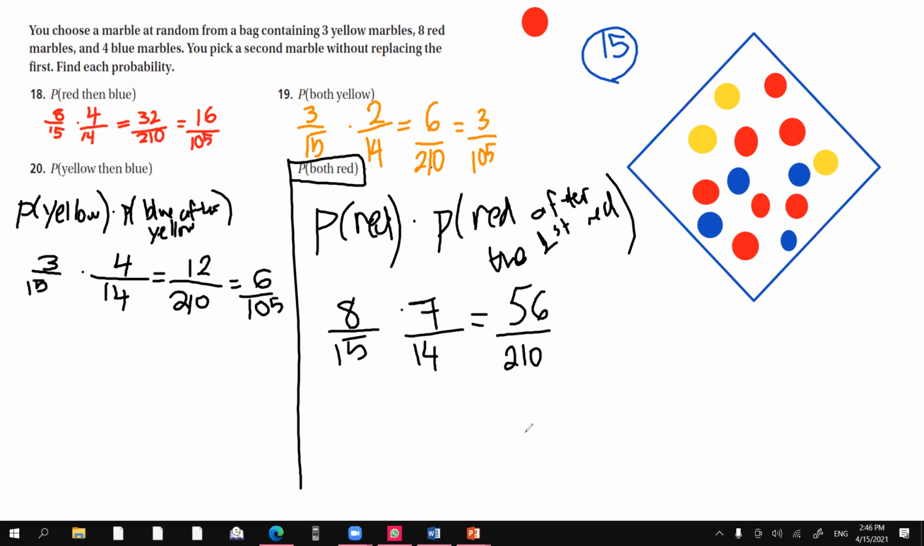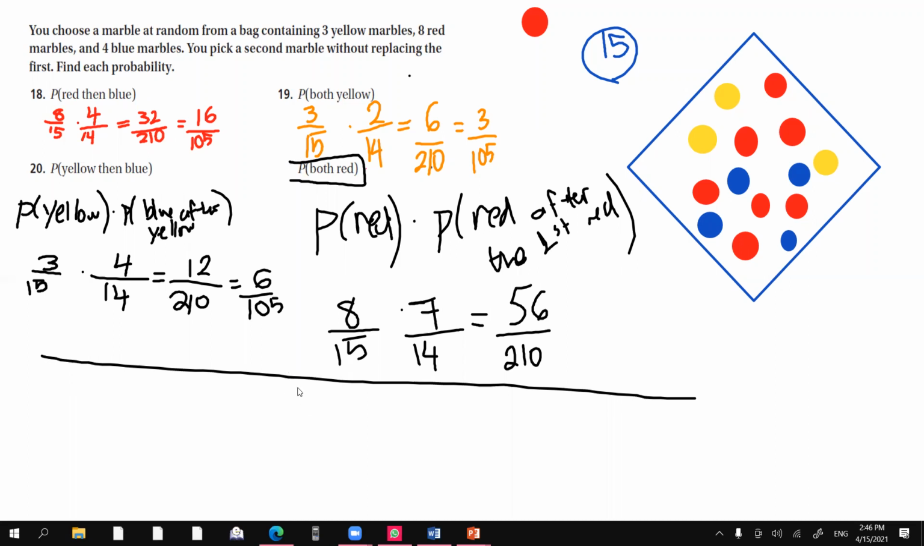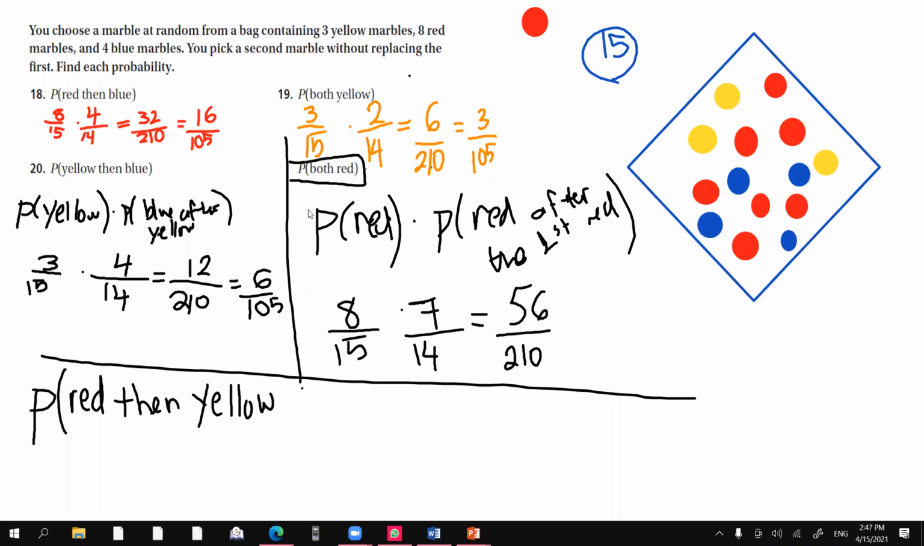So if I have now this one, but it's not with you, just to understand more. If you have now the probability of getting red, then yellow, then red, then blue. The first one, what did I get? 8 over 15, first red.